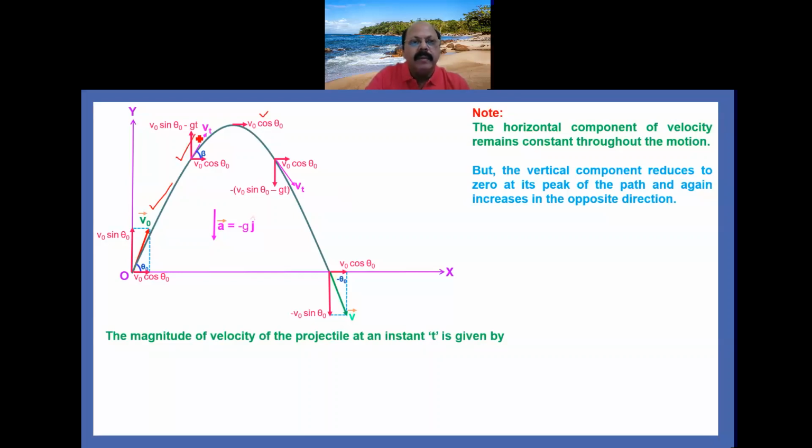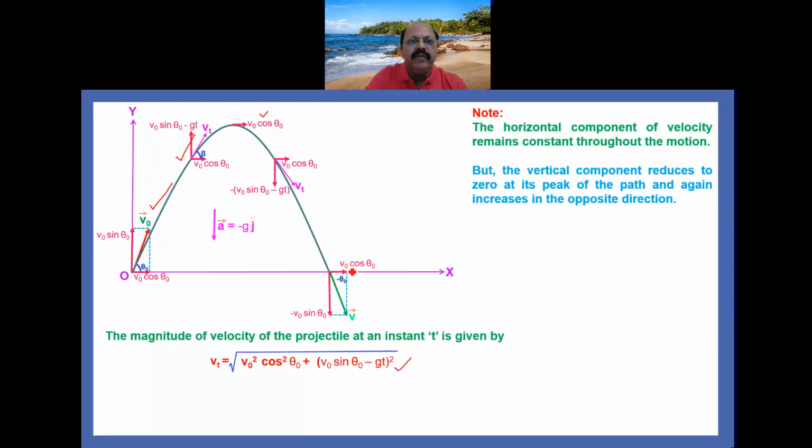And you see that here v naught cos theta naught and v naught sine theta naught minus gt are the two adjacent sides of a parallelogram if we complete it. So its resultant is Vt. This resultant we can calculate by using the parallelogram law of vector addition. So the magnitude is Vt equal to under root v naught square cos square theta naught plus (v naught sine theta naught minus gt) whole square.